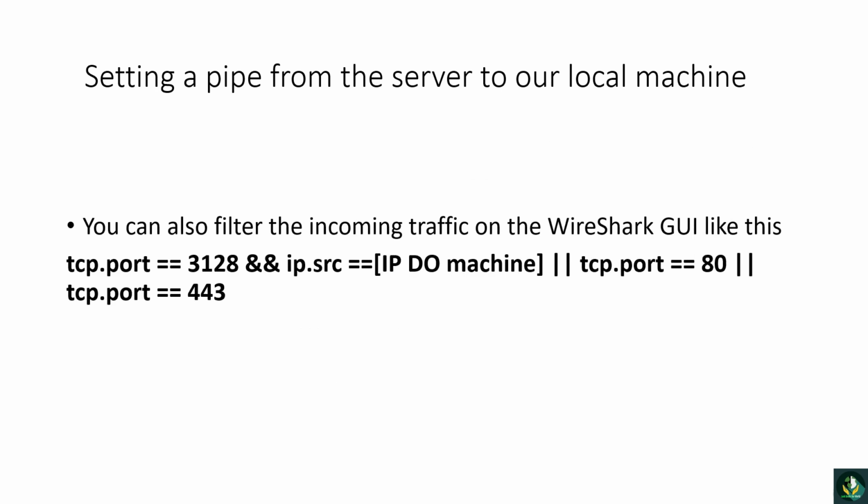You can then also filter the incoming traffic by a Wireshark GUI like this. This is the filter, because in the Wireshark GUI interface you have an option in the upper left corner called filter. In filter you're just going to type this. We're going to filter this port from 80 to this port. So the Wireshark filter should display only your traffic coming from HTTP ports to TCP ports.